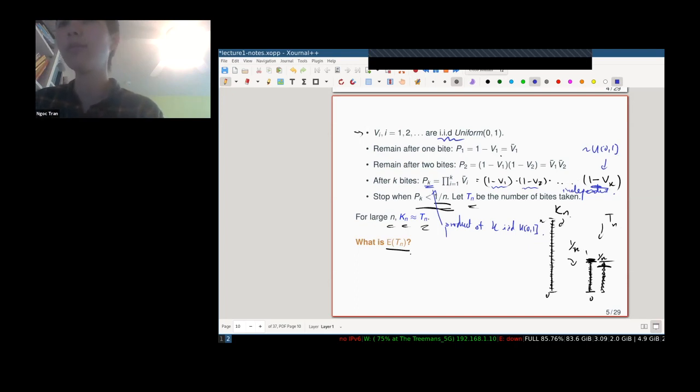All right, so we're just multiplying a bunch of uniforms together, and we'll stop when we're getting smaller and smaller. We'll stop the first time that we hit below 1 over n. Okay. So what can we say about the distribution of the number of bites taken until the first time that I go below 1 over n?